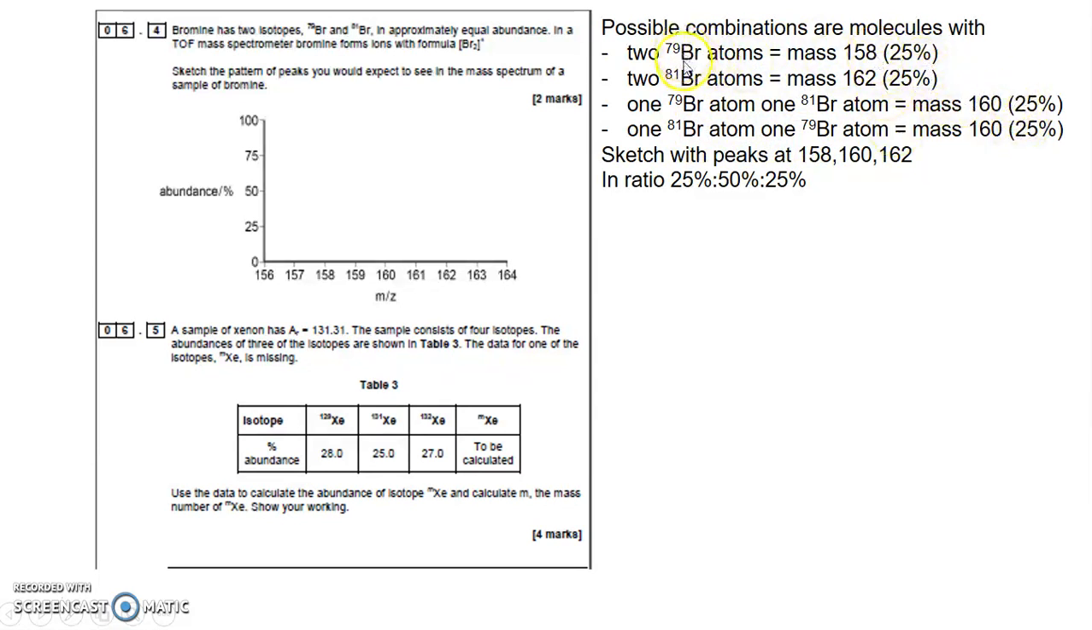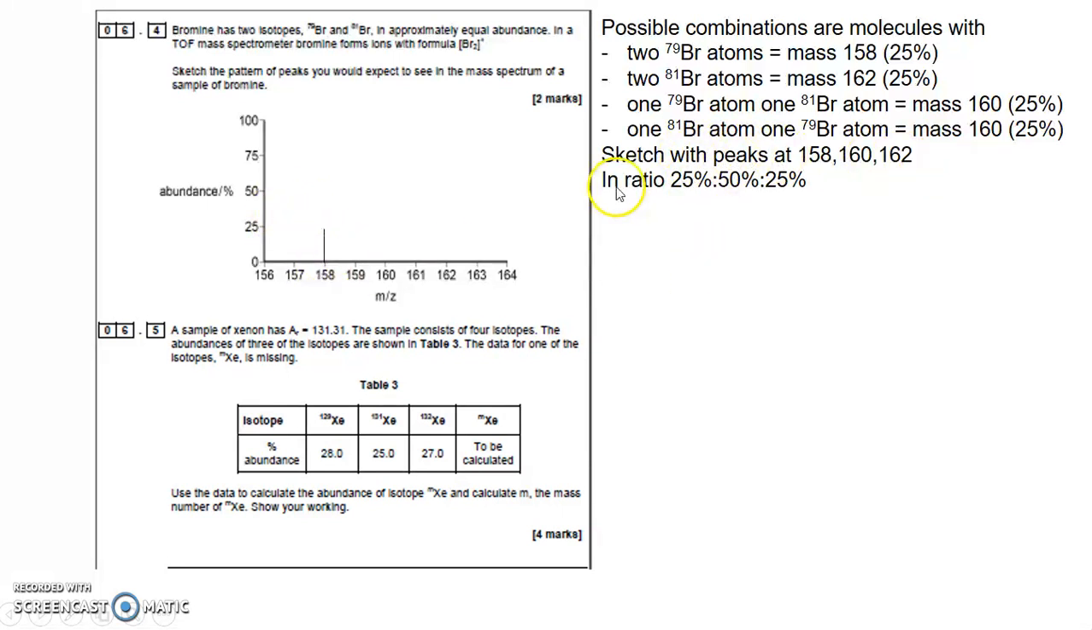So 25% of two 79s, I've got Br2. 2 79s will be 158. So a Br2 with 2 79 atoms in there, I've got a mass of 158, and I've got 25% of that. I've got 2 81 atoms, so combined Br2, 162, 25% of that. I could have a 79 atom joining with an 81. 79 add 81 is 160, and I've got 25% of that. Or I could have them the other way around, an 81 joining with a 79 to give a mass of 160, 25% of that.